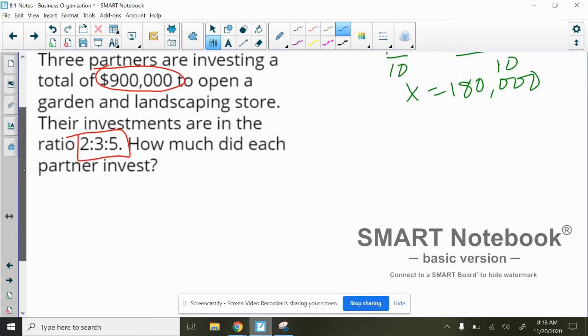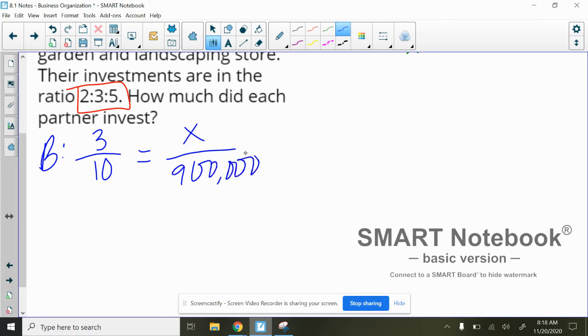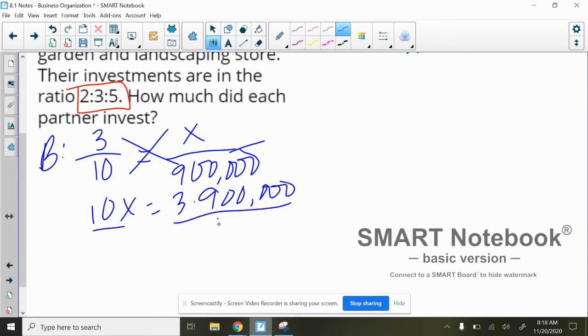We're going to do the same thing for person B, except I'm going to come down here because we don't have enough space. Person B is the middle, so that was 3 out of a total of 10, and that's going to equal X out of 900,000. We're going to set that up exactly the same way. We're going to cross multiply, which means 10X equals 3 times 900,000. And then to solve for X, we're going to divide by 10.